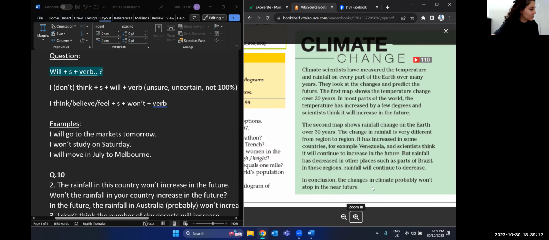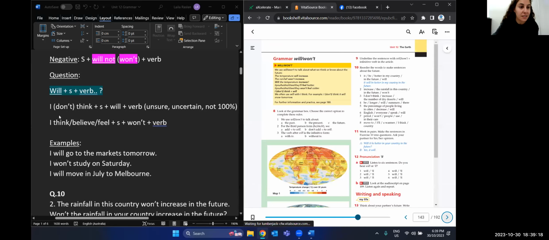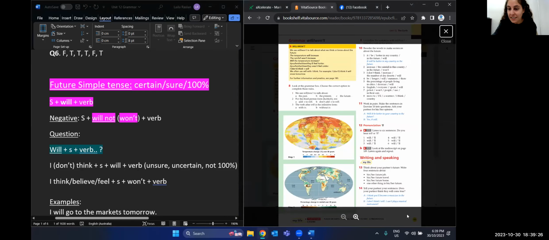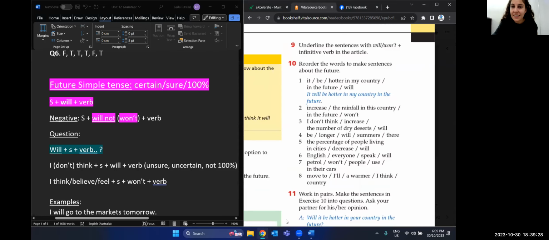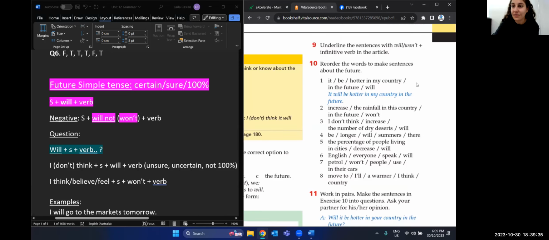Okay, let's go to question 10. You're going to reorder the words. So remember, we do have rules. If it is a question, just remember it does start with will. So let's do them together. Number 1, they did it for us. It says, it will be hotter in my country in the future. That's a good future sentence.